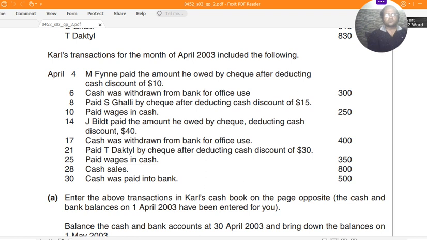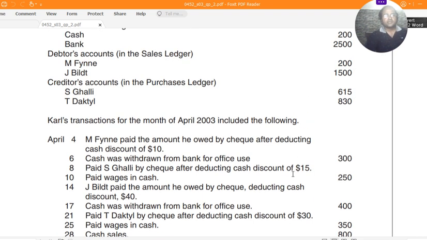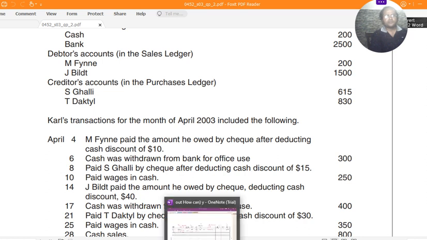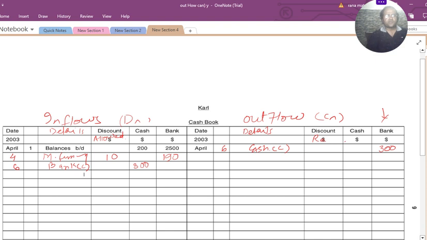Now we have to solve the question of how much we owe S Gilly. We owe S Gilly 615. This means that the company has to pay S Gilly after a 15% discount. We have to pay him.